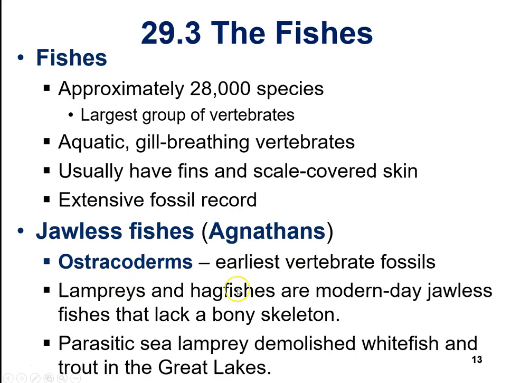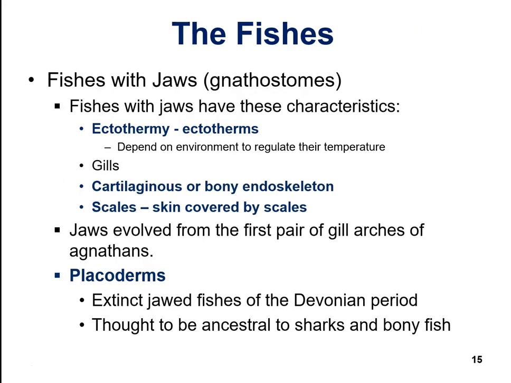And so it's really these lampreys and the hagfishes that are the modern day jawless fishes that exist, okay? So most of the fish that you know of are jawed fishes, or gnathostomes. Again, here are some characteristics. They exhibit ectothermy, or they're ectotherms. And what does that mean? They're cold-blooded, so dependent on the environment to regulate their body temperature. They do not have their own mechanisms to regulate body temperature like we do.